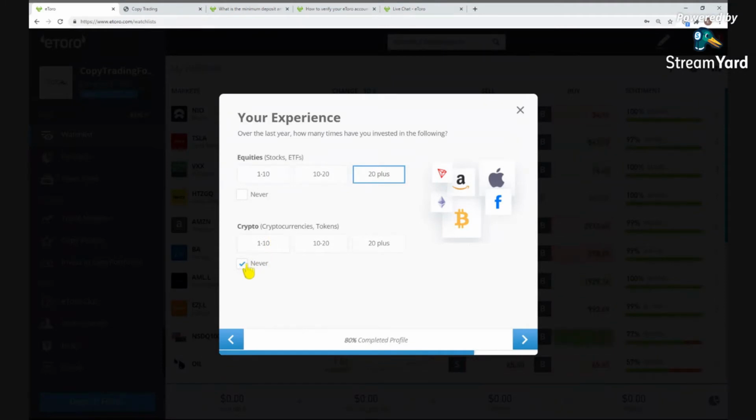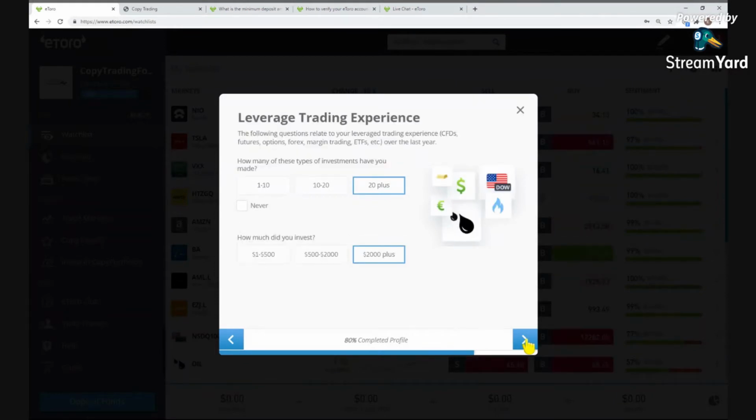Cryptocurrency, never. I've never got into cryptocurrency yet, but I may in the future if the price comes down. So I click next because I've never done crypto. This is just to get information that's given to the regulatory authorities. They need to collect this information, but it won't affect your account application.